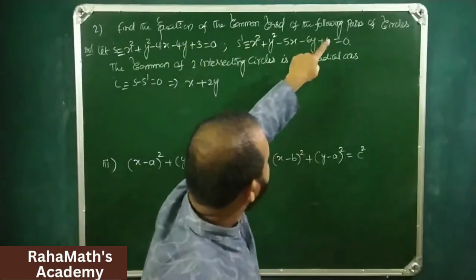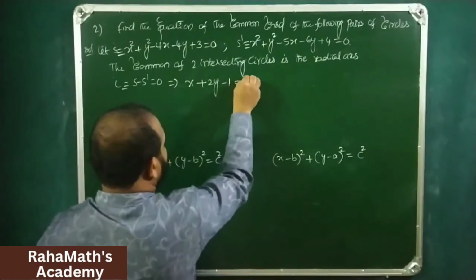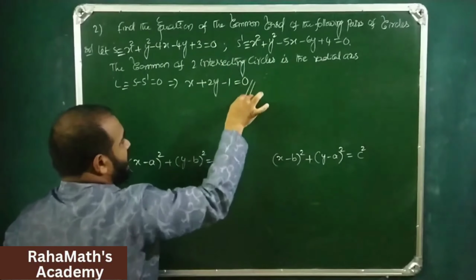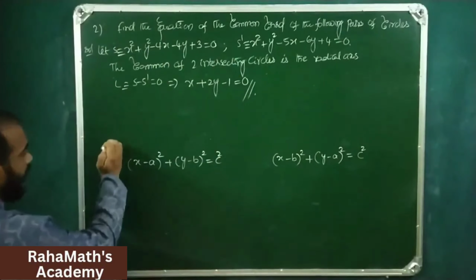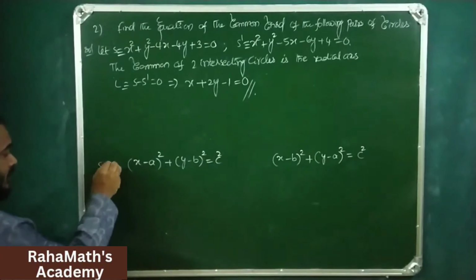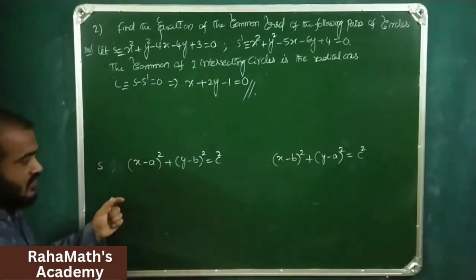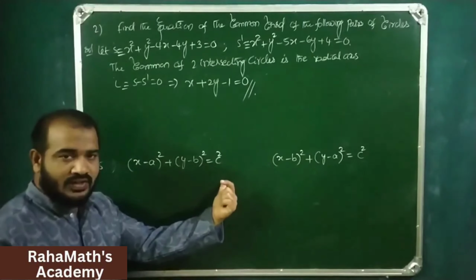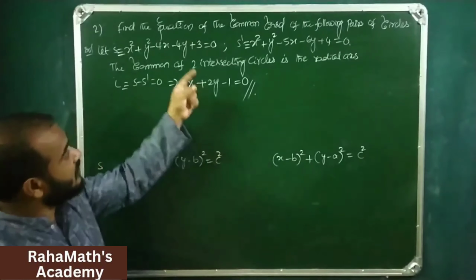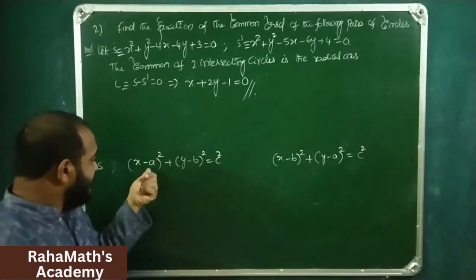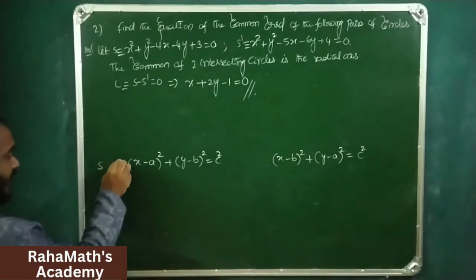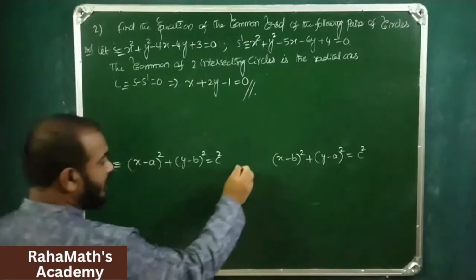3 minus 4 is minus 1 equals to 0. This is the radical, this is the common chord for these two circles. And now the third bit is x minus a whole square. This is the central form of the equation of the circle. This is the general equation, this is the central form with the center a comma b and radius c. Center b comma a and radius c. So let this be S and this be S dash.